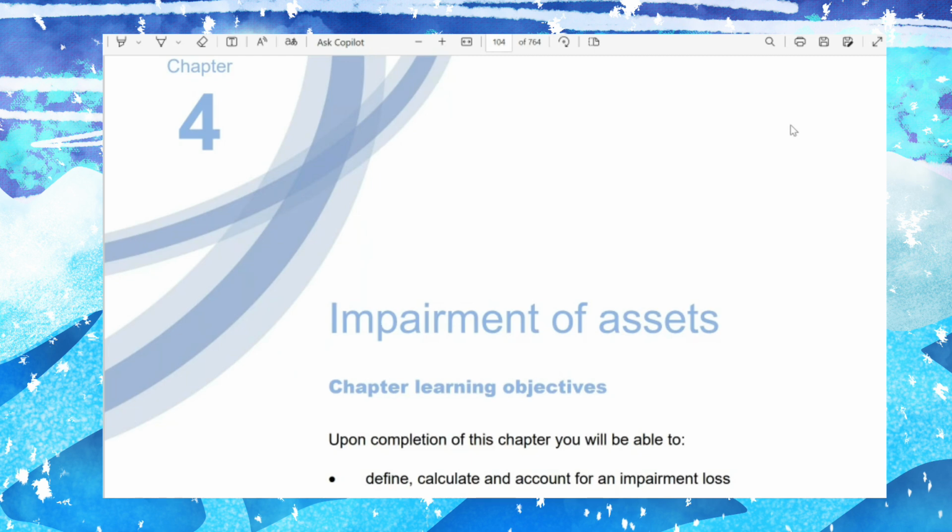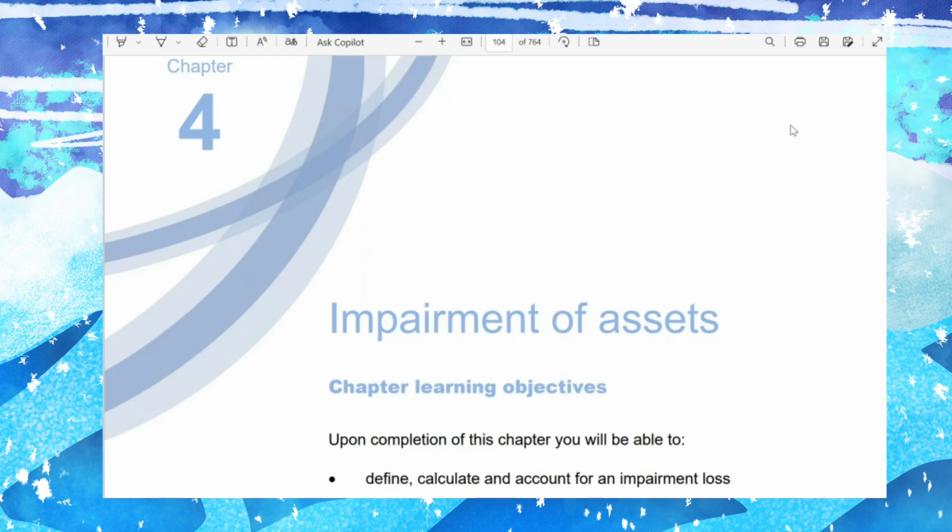Impairment of assets is very easy; it's the opposite of fair value. If the auditor, the accountant, or company management feels the value of an asset is going down, that is called impairment of assets: the asset is losing its value, worth less than the depreciated amount.